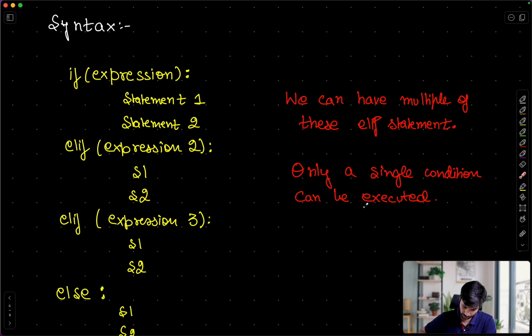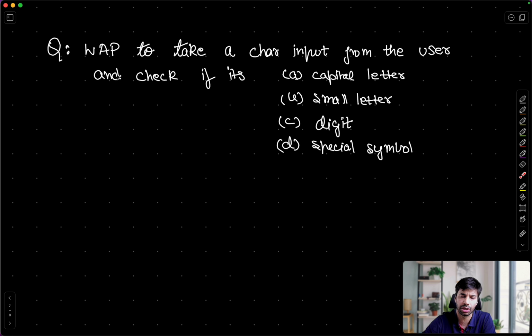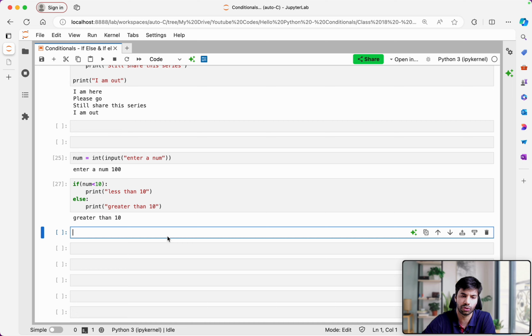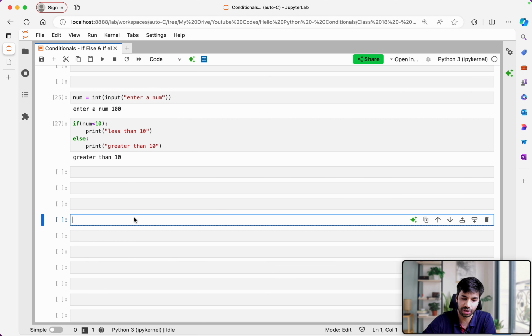So maybe what we can do is solve a question. Let's read this question. WAP is write a program. Write a program to take a char input from the user and check if it is a capital letter, small letter, digit, or a special symbol. So let's solve this question. Something might be new for you, but of course you will be more than happy to learn that. And then I have another question as well.